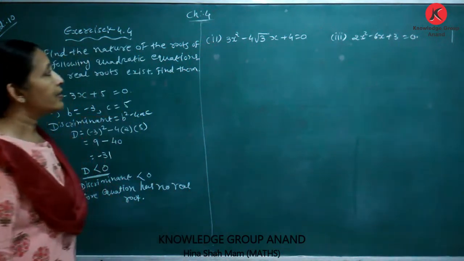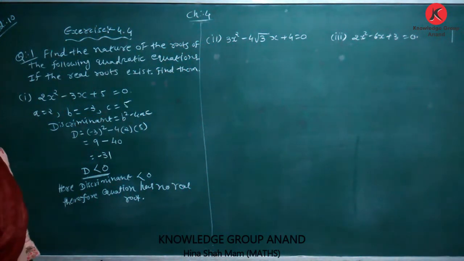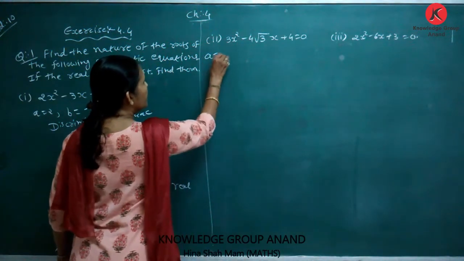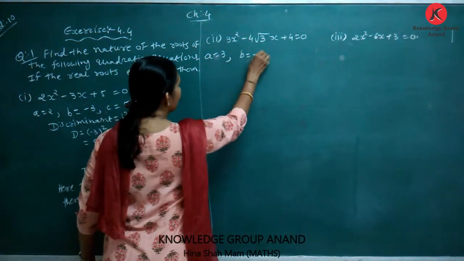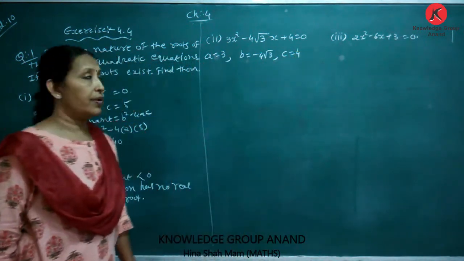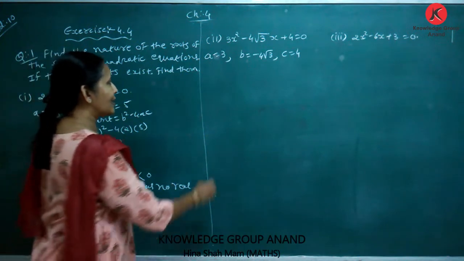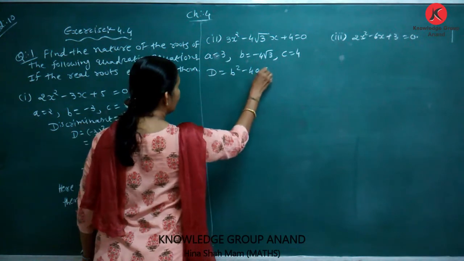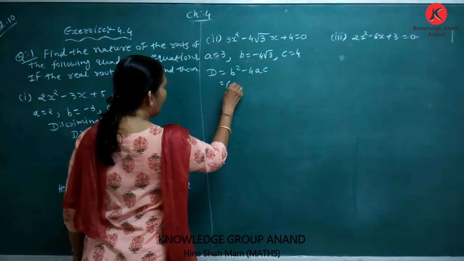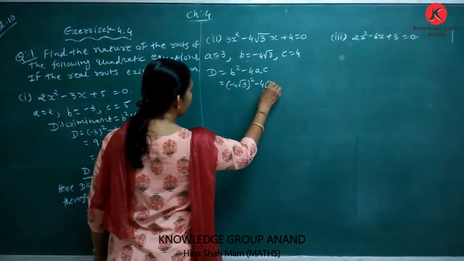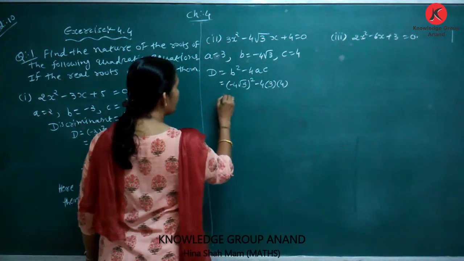Number two: 3x square minus 4 root 3x plus 4 is equal to 0. Here A is equal to 3, B is equal to minus 4 root 3, and C is equal to 4. Then we find the discriminant. D is equal to B square minus 4AC, which is minus 4 root 3 whole square minus 4 times 3 times 4.